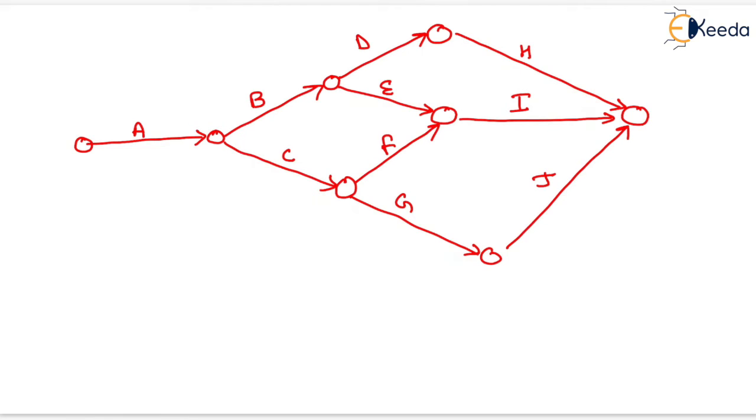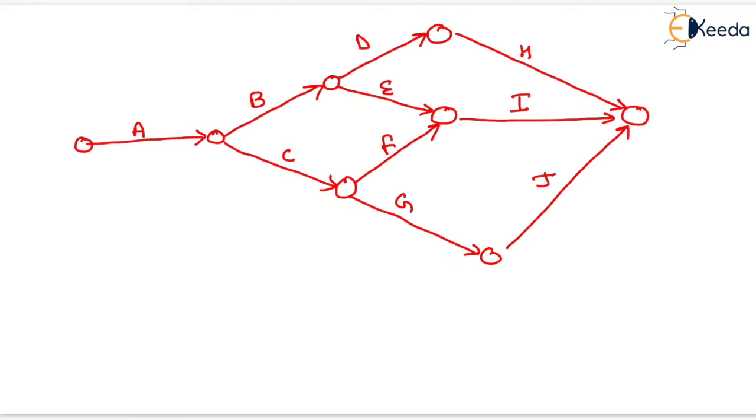Now for H, the preceding will be D and there will be no succeeding activity for H. It means that H will be the terminating activity. For I, the preceding will be E and F, but there will be no succeeding activity. It means that activity I is also the terminating activity. Similarly, activity J is also the terminating activity. So our network diagram will be like this. This is our complete network diagram.